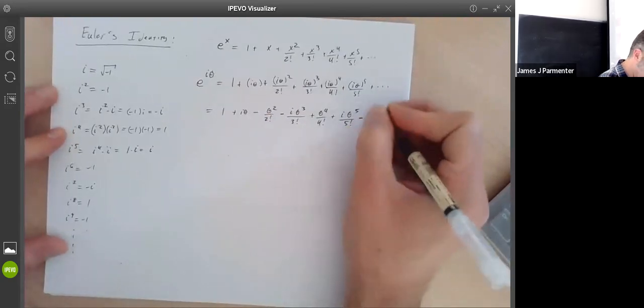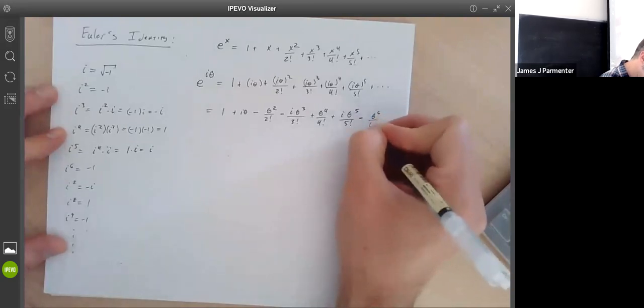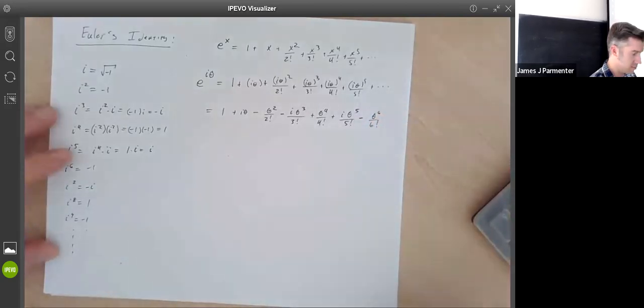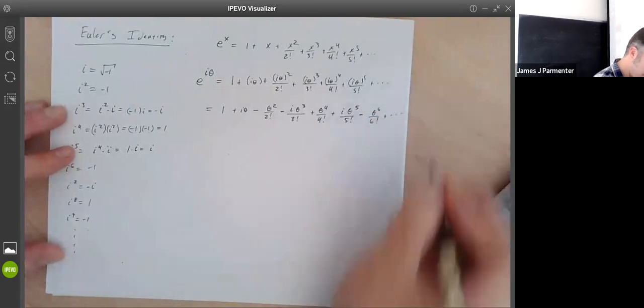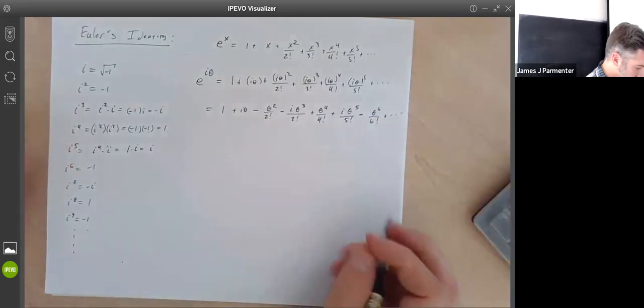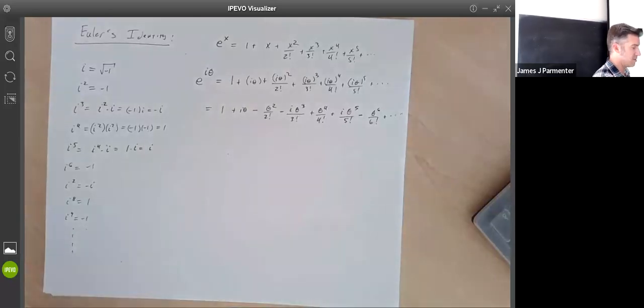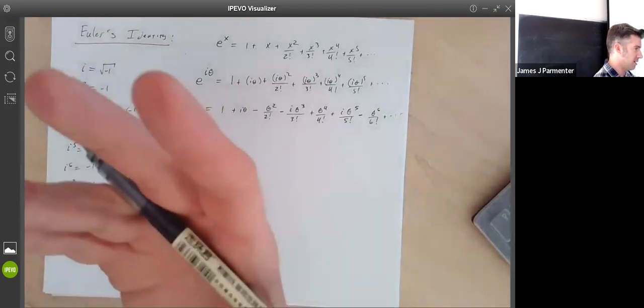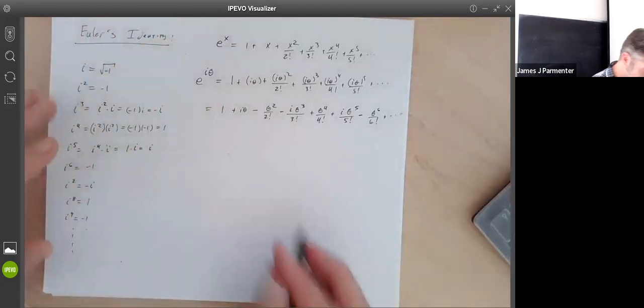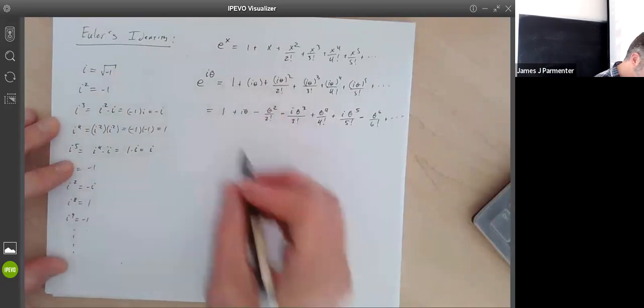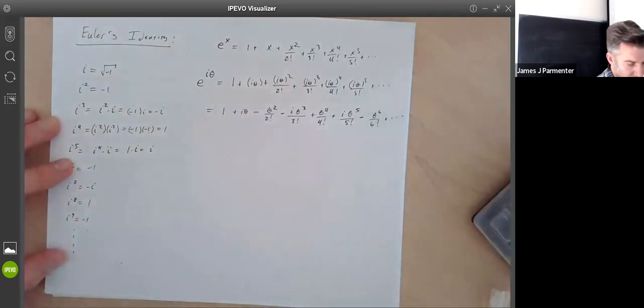I to the 6th would be -1. And so on and so on and so on. Okay, so now we're going to group together the terms that have i's and the terms that don't. Sounds like we're saying things with i's and things without i's. We're not, I the letter. So these terms, red pen.